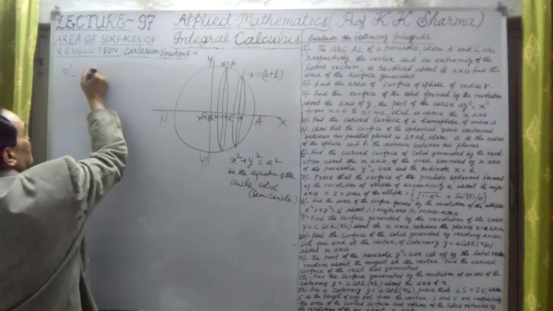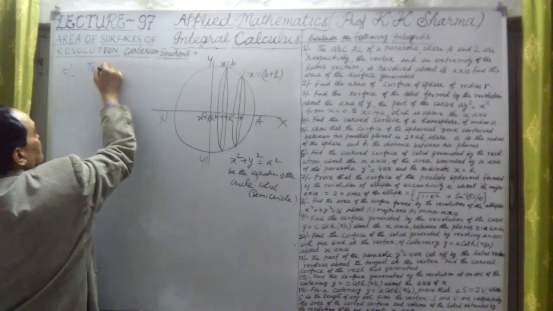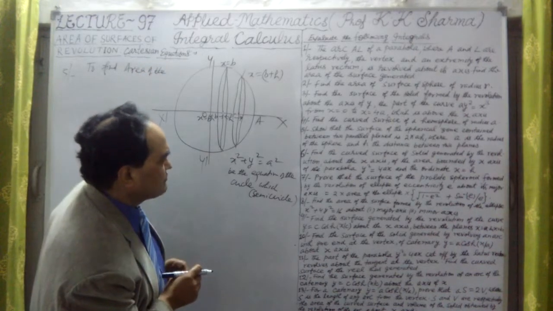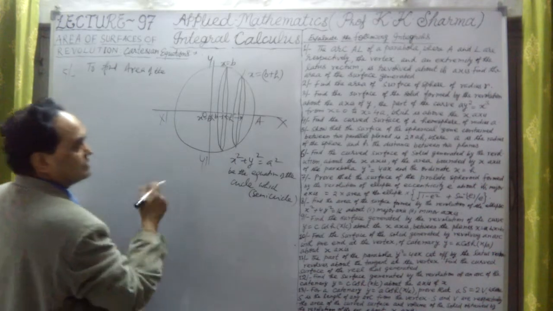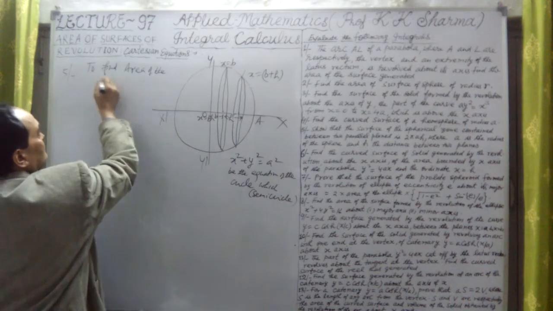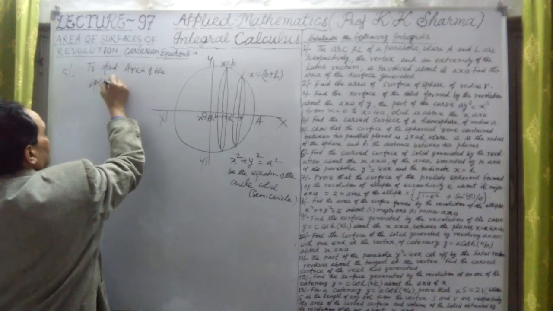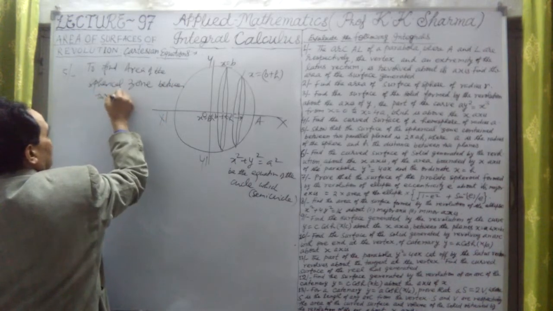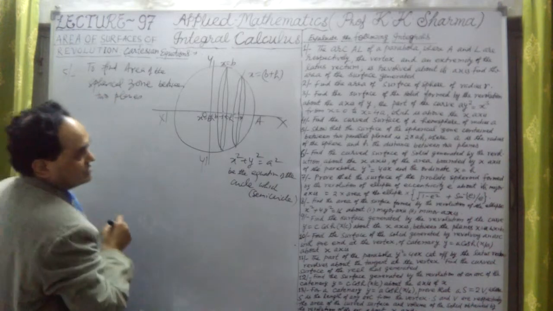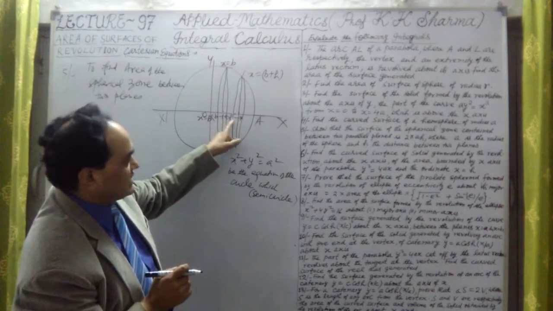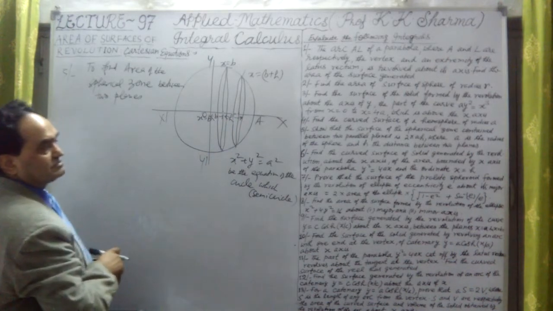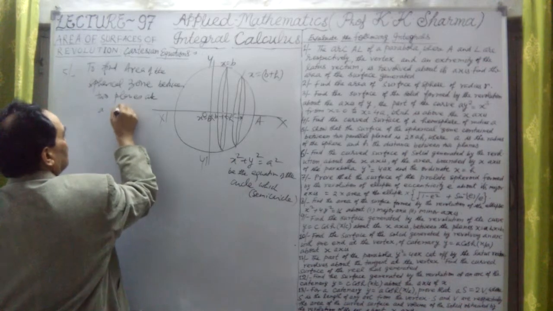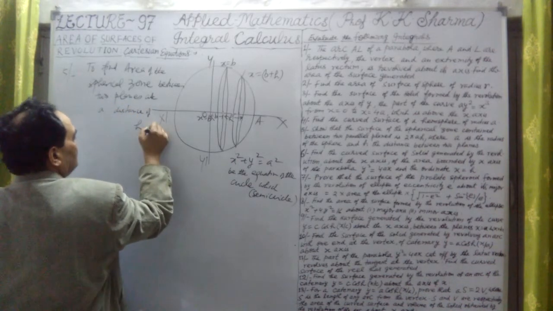So here we have to find the area of the surface of the spherical zone contained between two parallel planes, where the distance between them is h. Here a is the radius and h is the distance between the two planes.